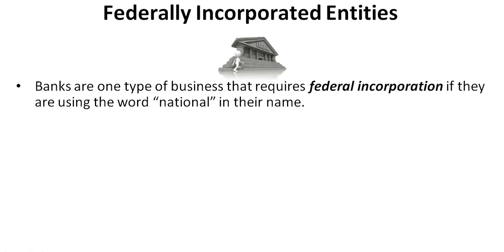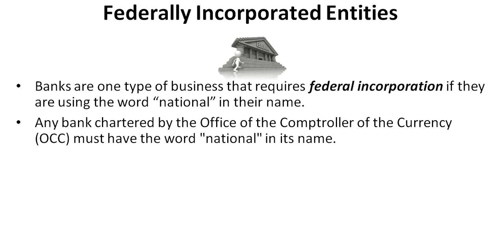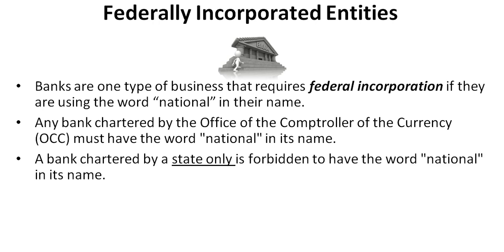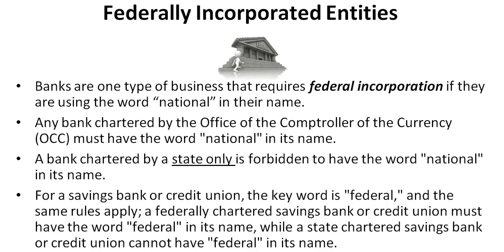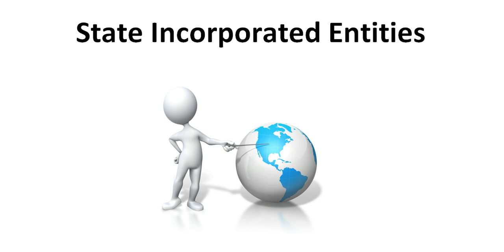Banks are one type of business that requires federal incorporation if they are using the word national in their name. Any bank chartered by the Office of the Comptroller of the Currency, or OCC, must have the word national in its name. A bank chartered by a state only is forbidden to have the word national in its name. For a savings bank or credit union, the key word is federal, and the same rules apply. A federally chartered savings bank or credit union must have the word federal in its name, while a state chartered savings bank or credit union cannot have federal in its name.